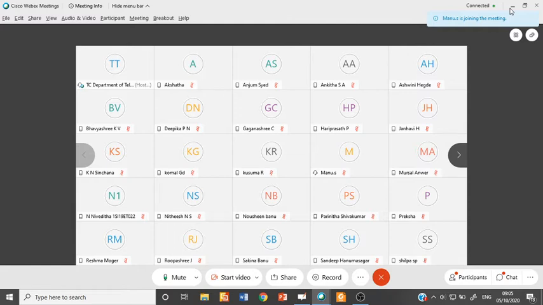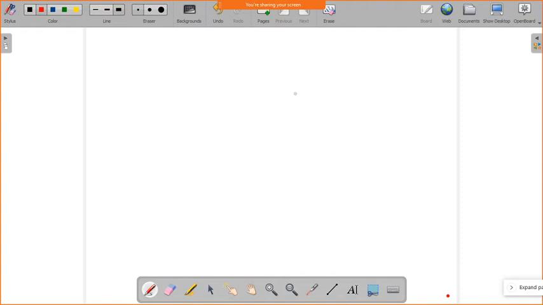Next concept is the time domain representation.